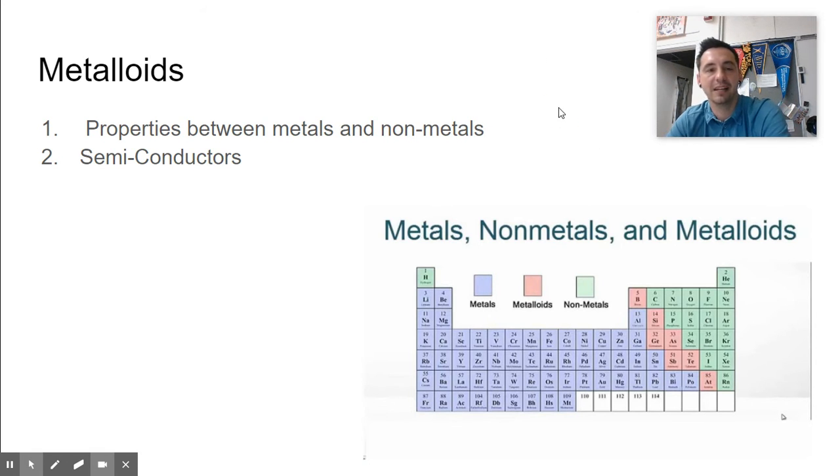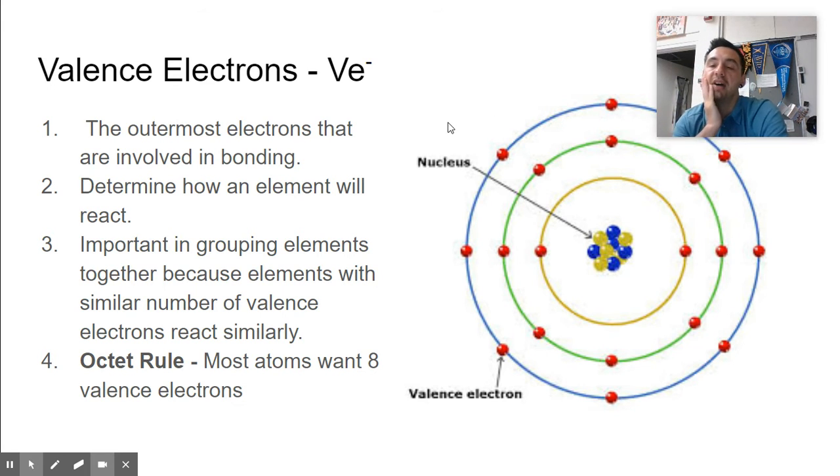Next, the whole reason that certain things have certain properties are all due to their valence electrons. We'll talk more about valence electrons, and that's really going to be a focus of our next unit: valence electrons, how they create and form bonds in compounds. Valence electrons are the outermost electrons, so not in the inner shells, but the outermost shells. They determine how an element will react. They're really important in grouping elements because if they have similar numbers of valence electrons, they have similar properties. They'll react very much the same way.